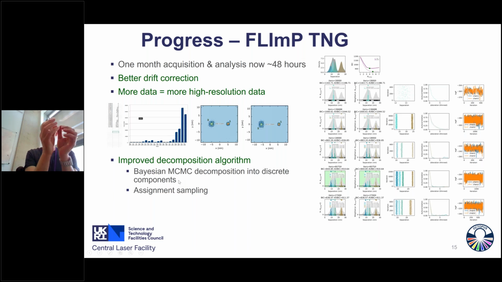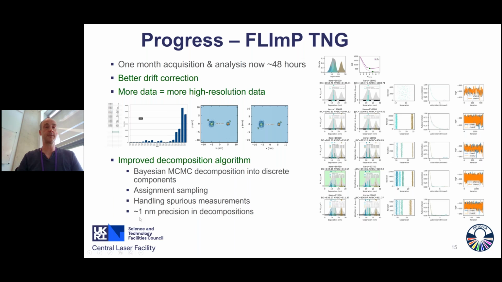So thinking each individual measurement in reality will, in the model, correspond to one of the separations we're going to end up fitting. So you have to explore all those possible ambiguities in assignment. You also have to account for the fact that there are spurious measurements, so some measurements would be wrong. So basically it's a Markov chain Monte Carlo, Metropolis-Hastings sort of algorithm that explores all those possibilities to decompose. We get lots of complicated plots here, but the result was that with both our improved data and this more optimal analysis, we could get down to 1 nanometer precision in our decompositions to actually interpret our FLImP signatures.